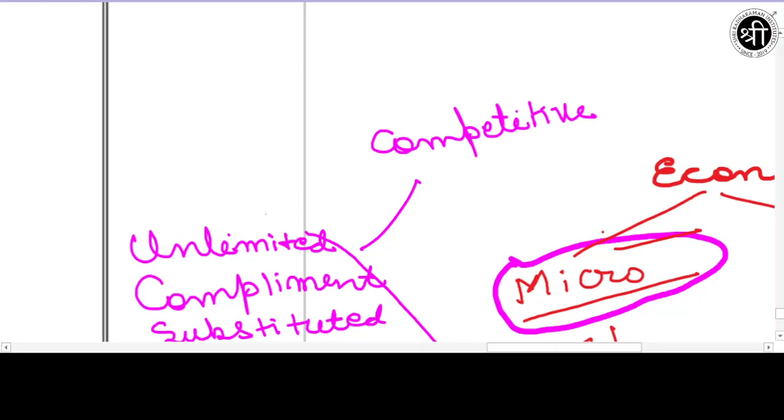Okay. After this comes wants multiply. This is basically an extension of the point that wants are unlimited, and this is very true that wants multiply over time, and that is very much known to us.